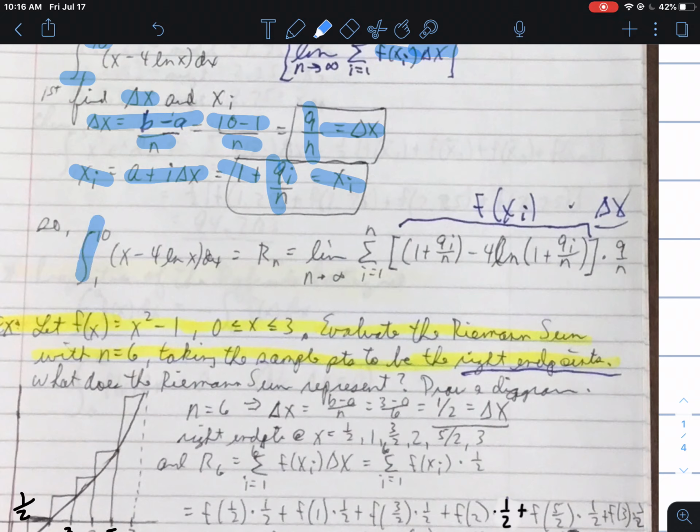So then I could take the integral from 1 to 10 of f of x dx, and I'm just calling this R sub n because remember we said we're actually using the right endpoint, so that's not such a big deal. But I am representing it then as the limit of sums. I've got the limit as n approaches infinity, sum as i goes from 1 to n of f of x sub i. So we take our x sub i, plug that into f of x. So I've got 1 plus 9 over n times i minus 4 times the natural log of 1 plus 9 over n times i. That's our f of x sub i, times delta x, which we found to be 9 over n.